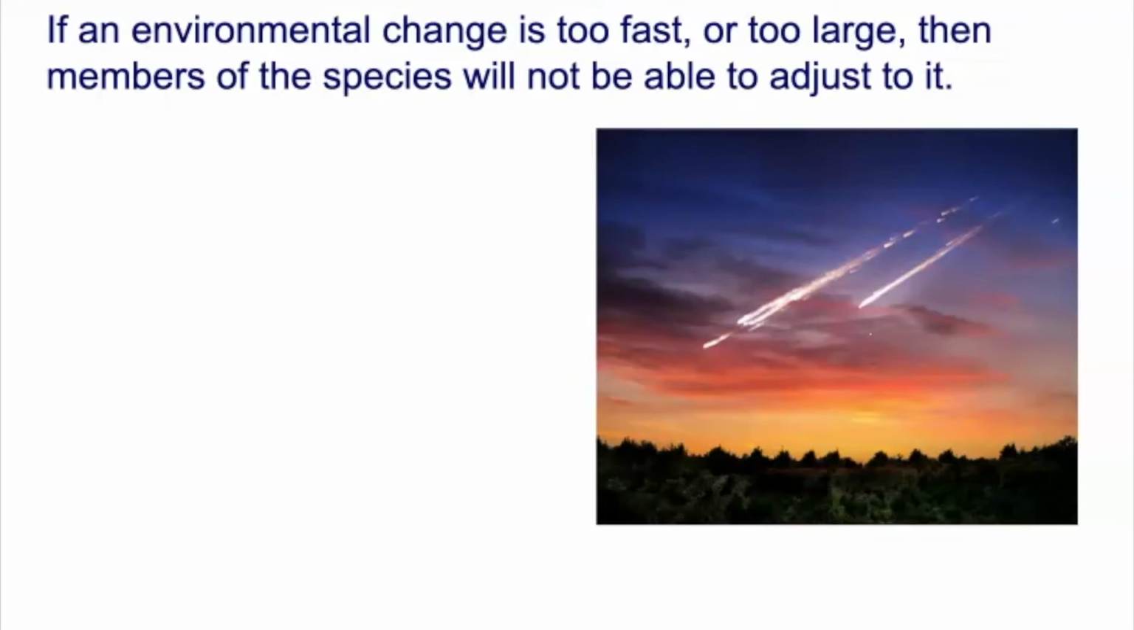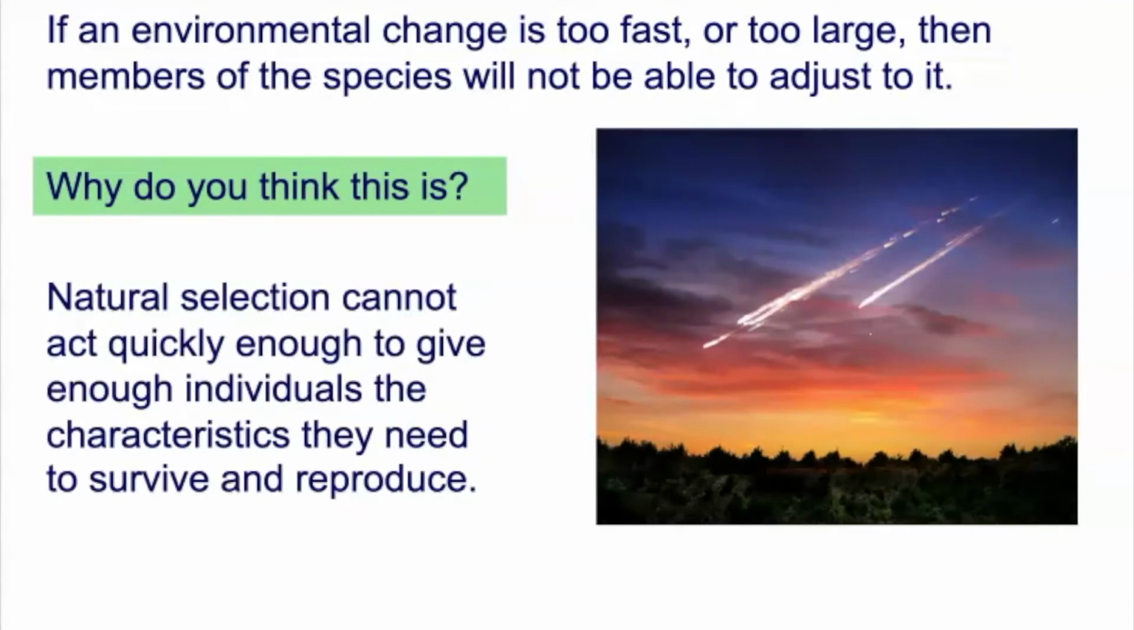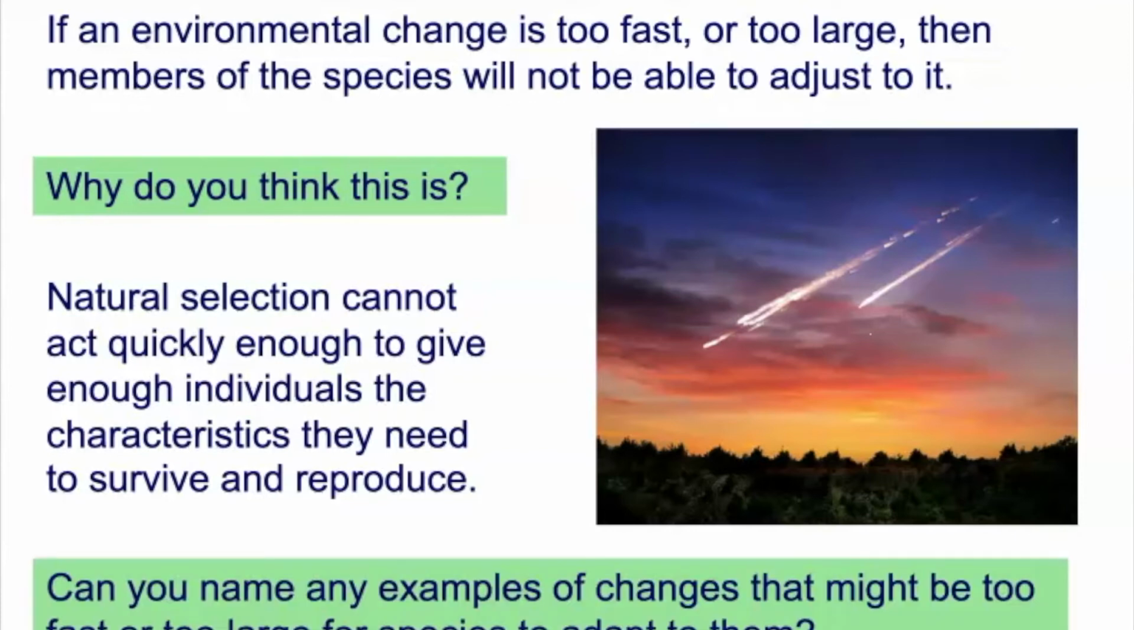Environmental change. If an environmental change is too fast or too large, then members of the species will not be able to adjust to it. Why do you think organisms would not be able to adjust to a large-scale or fast environmental change? Natural selection cannot act quickly enough to give enough individuals the characteristics they need to survive and reproduce.